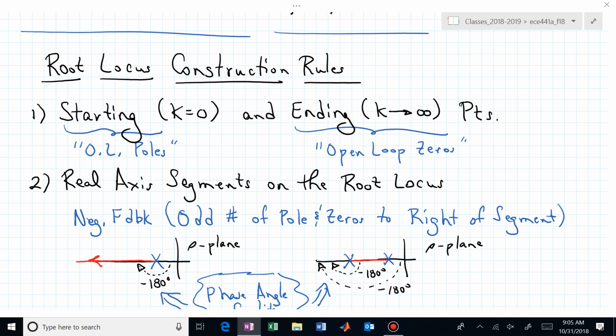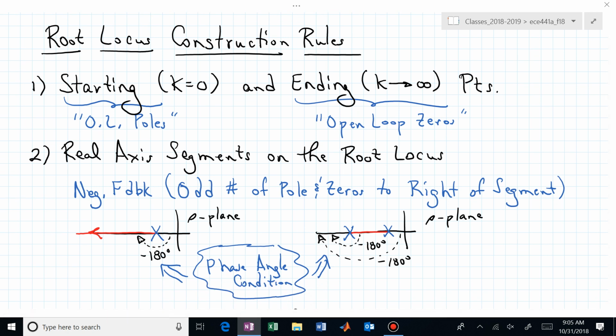One is, where do we start and end? The branches of the root locus. How many branches do we have of the root locus diagram?